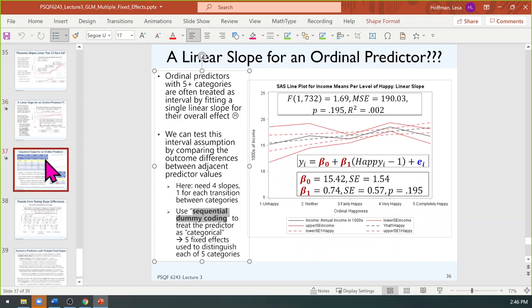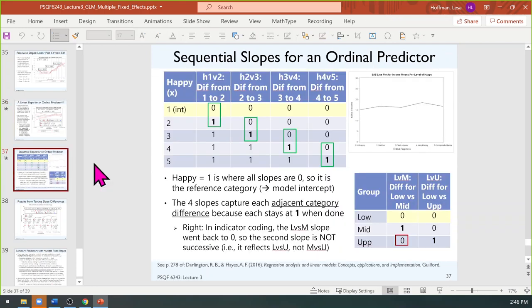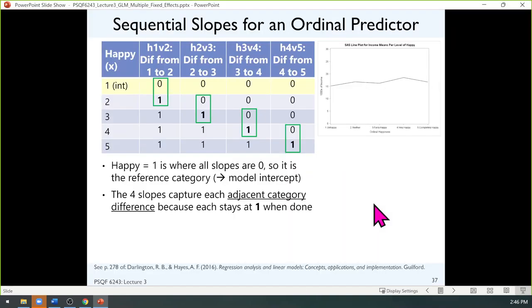So here's what this will look like in a setup. All right, let me make this big for a second. There we go. So I have, in this variable, five distinct categories of happiness. That's like I have five groups. And if I have five groups, how many slopes do I need? Yep, I need four. So that part hasn't changed, but it's up to me how to set up those new predictors so that I can dictate what I want the slopes to tell me.